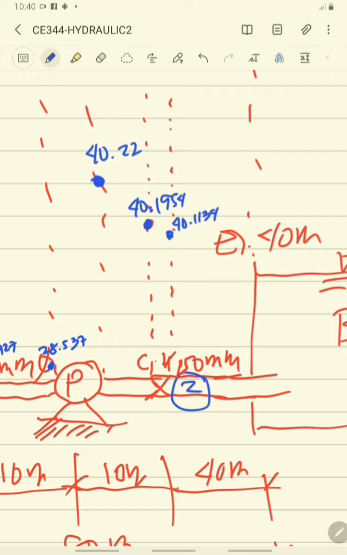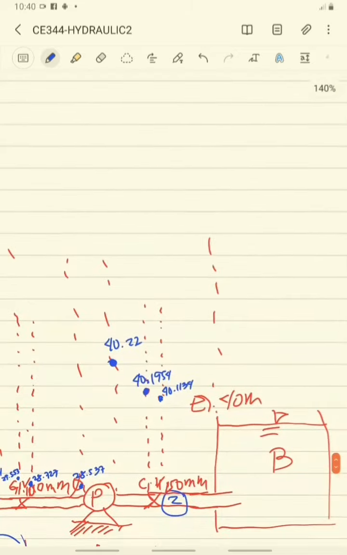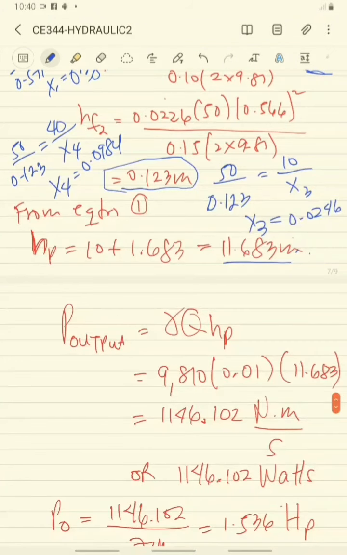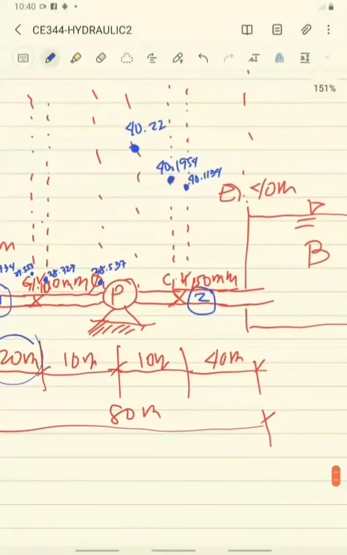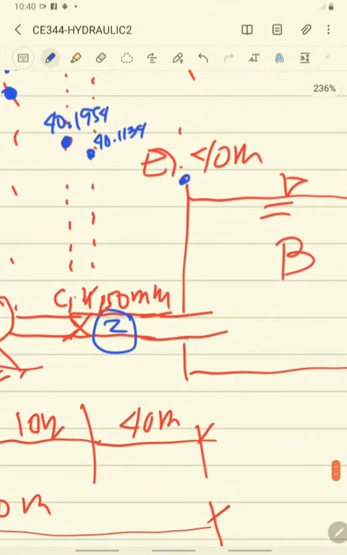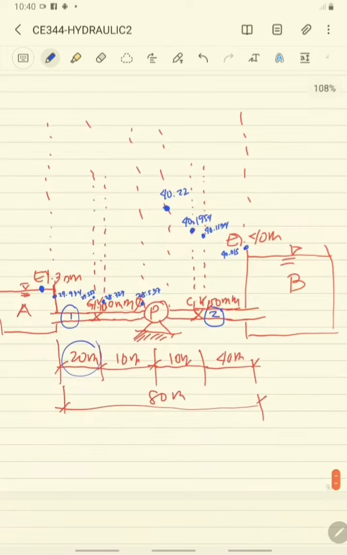Then again, we have head loss due to pipe friction, that we denote as X4, and that is 0.0984. So that is 40.015. Okay, so we have here 40.195. So 40.015 again, sorry.